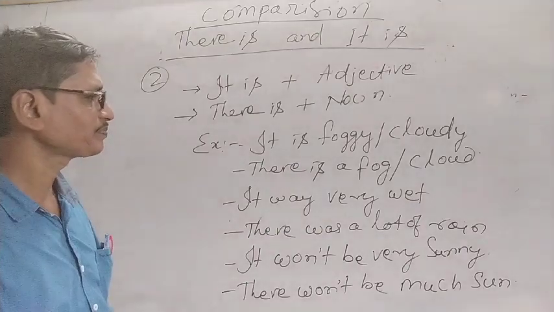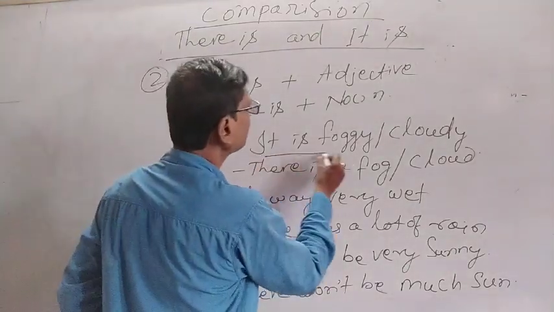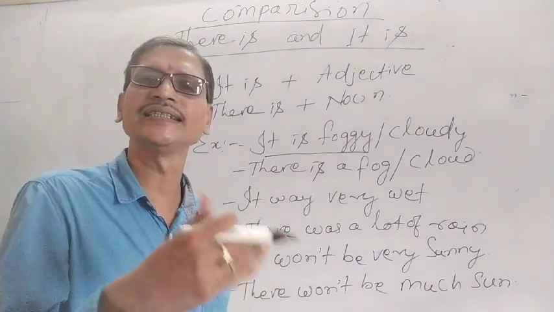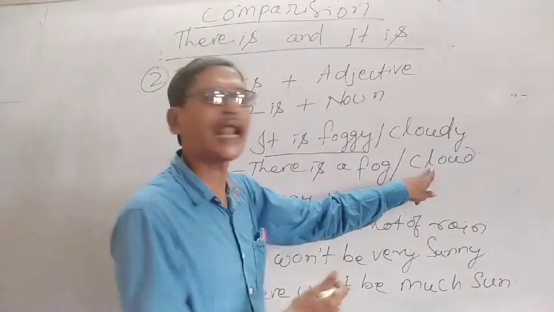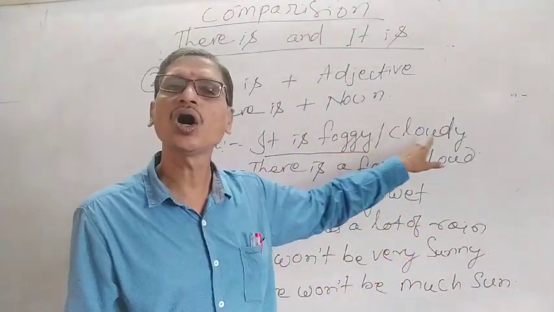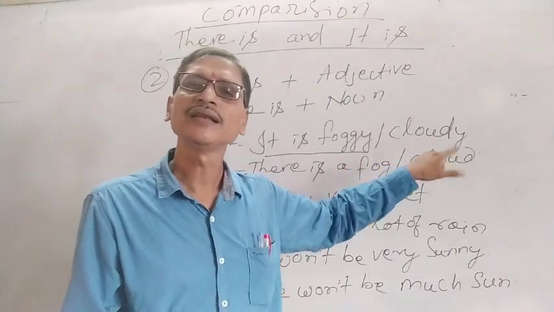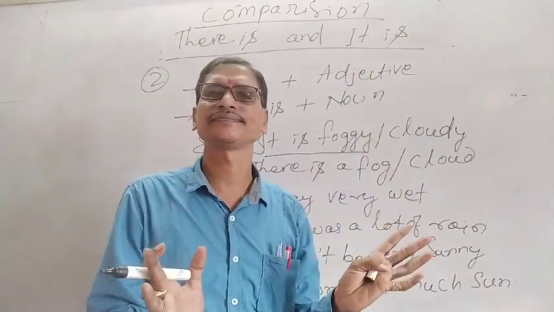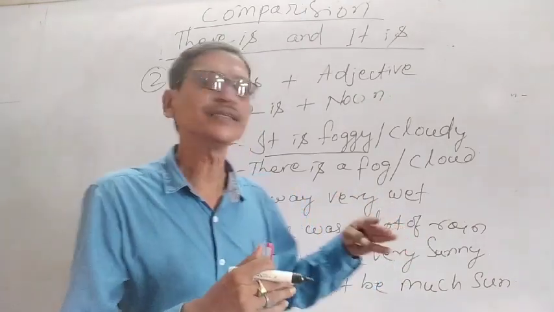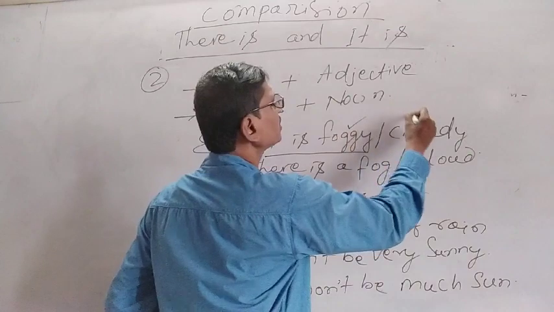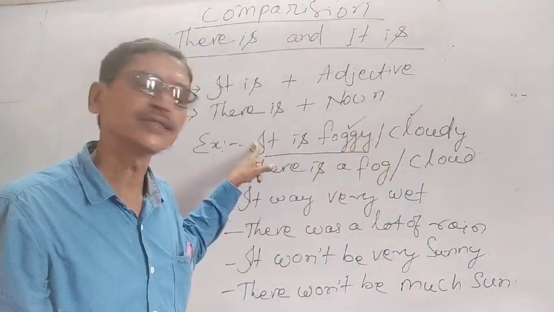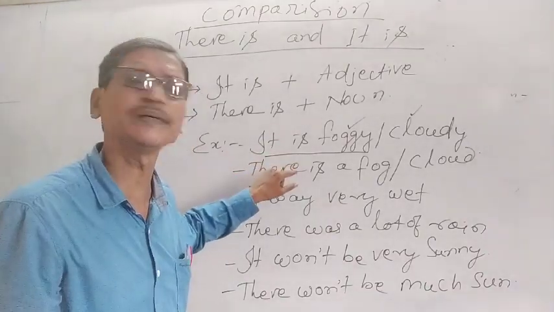Now see. It is foggy. Fog is the noun, foggy is its adjective form. Similarly, cloud, cloudy. So, it is foggy or cloudy. Now, the weather is cloudy because it's raining. Understand? So here we have used those adjectives with it. Similarly, you find the difference in between.